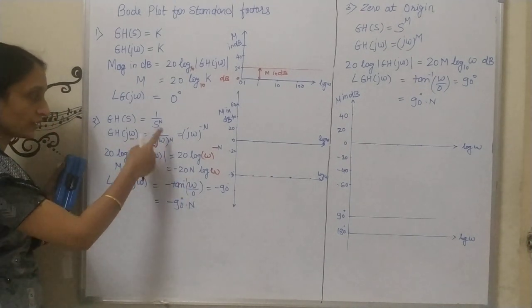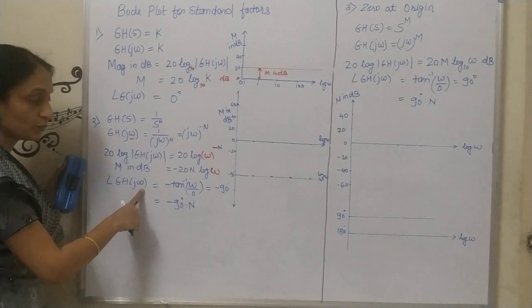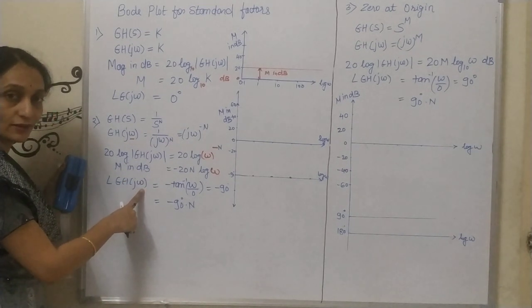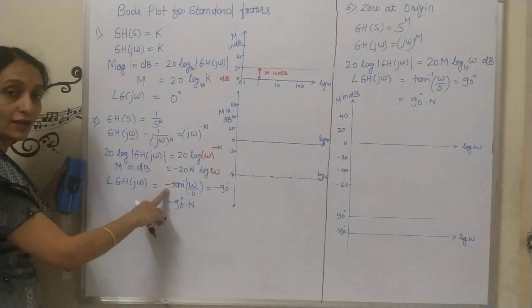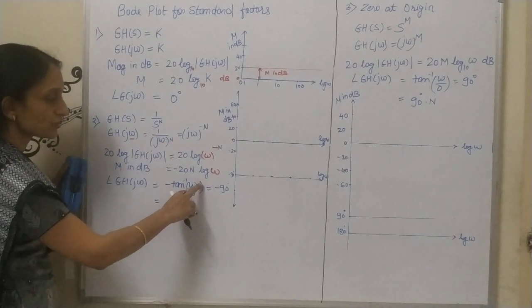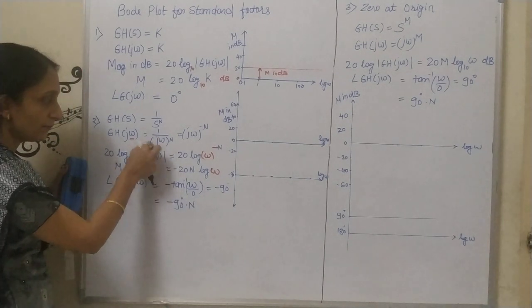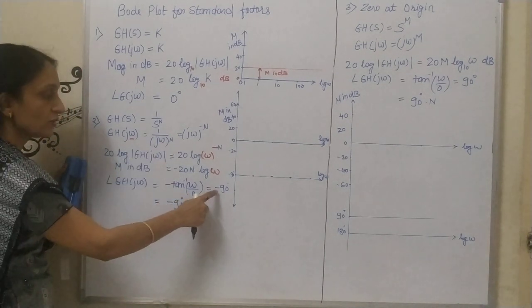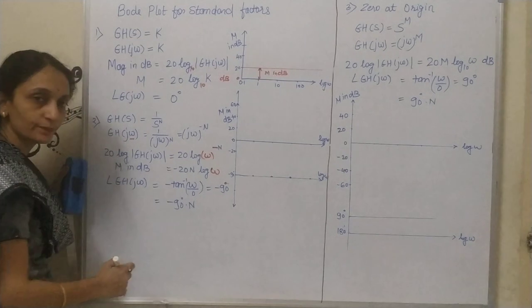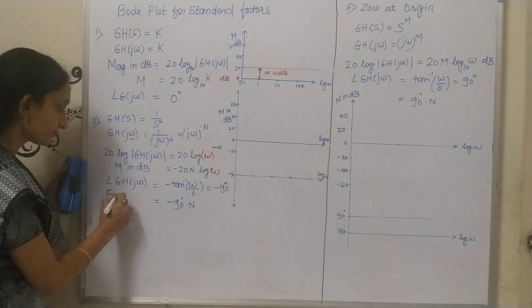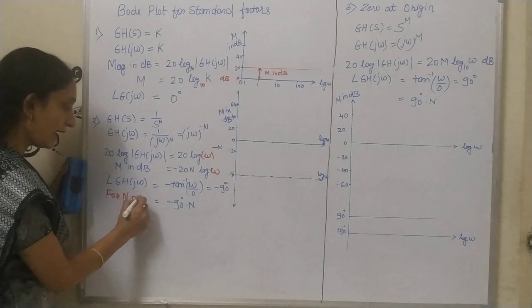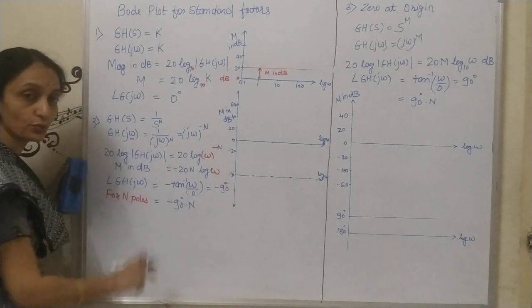For calculating angle, put again s is equal to j omega. You know that tan inverse of b by a is the angle, but this part is in the denominator, so I have shifted. So my angle will be negative: minus tan inverse of omega by 0. Look at this, b by a is infinity, so I am getting minus 90 degree for one pole. So for n poles, angle will be minus 90 into n.